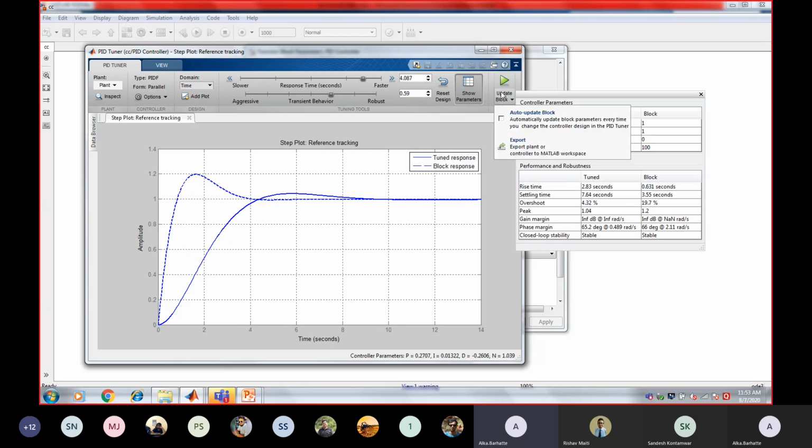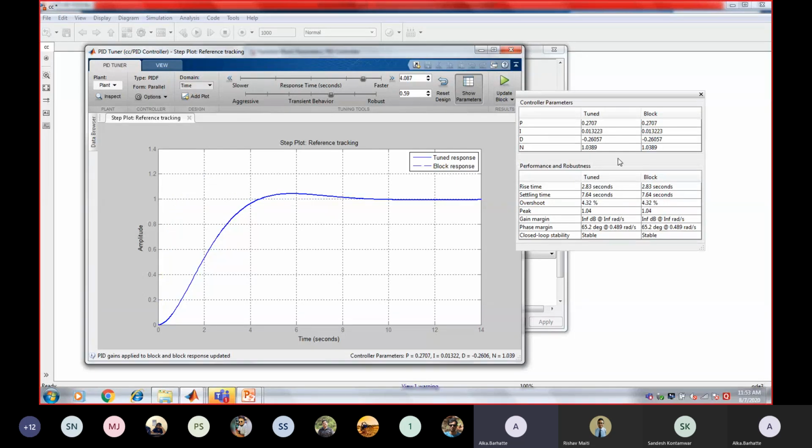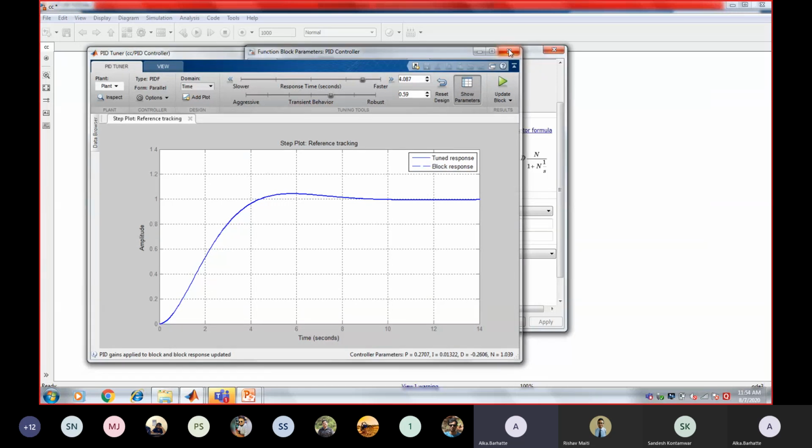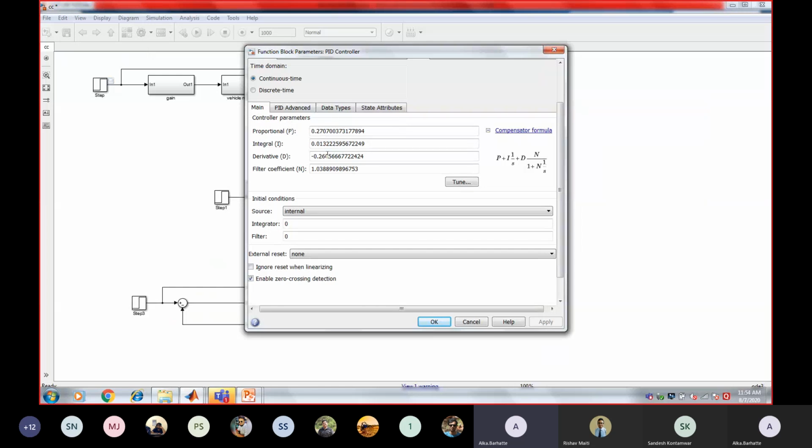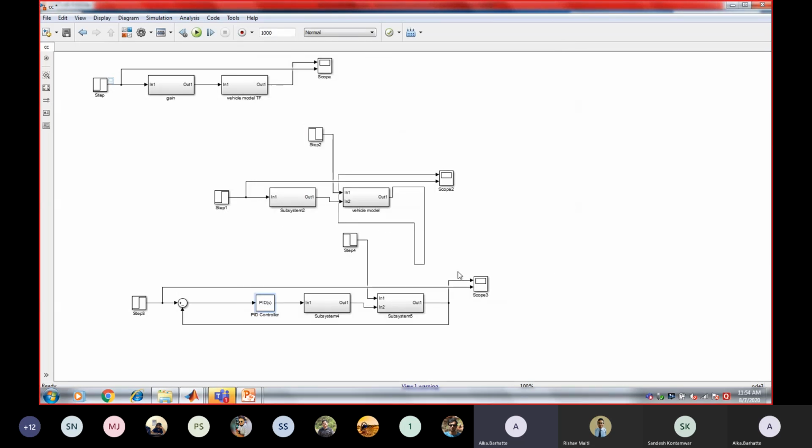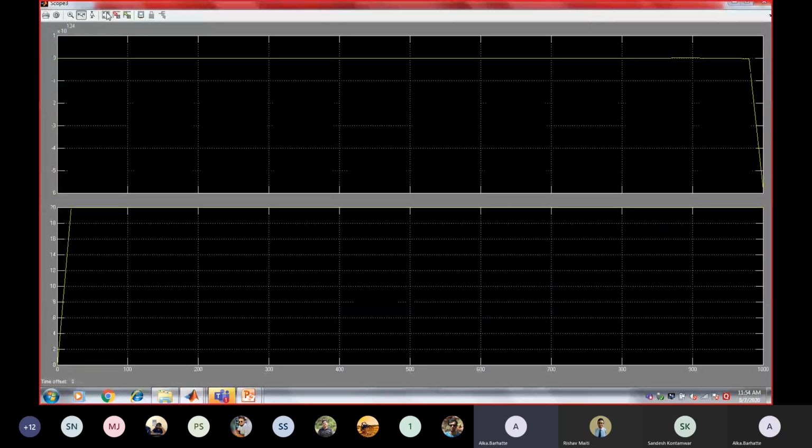After tuning, if you are getting the expected response, you can just click on update block. It will update, and your tuned values will be set to the block values. After this, I'll simply close this. We have tuned our PID controller to minimize the error that is resulting in the decrease in speed. With these settings, I'll again execute our model. Okay, it is ready, and here we can observe now something is going wrong.